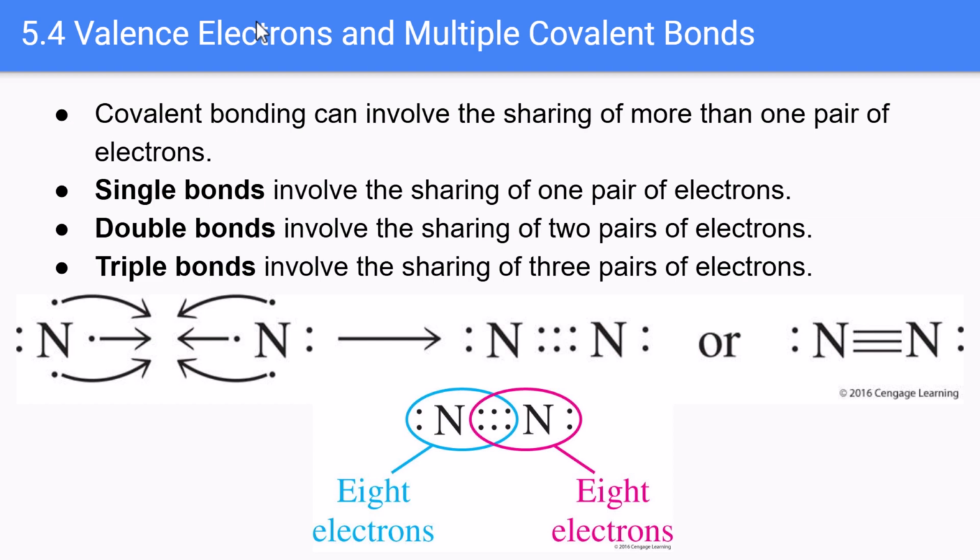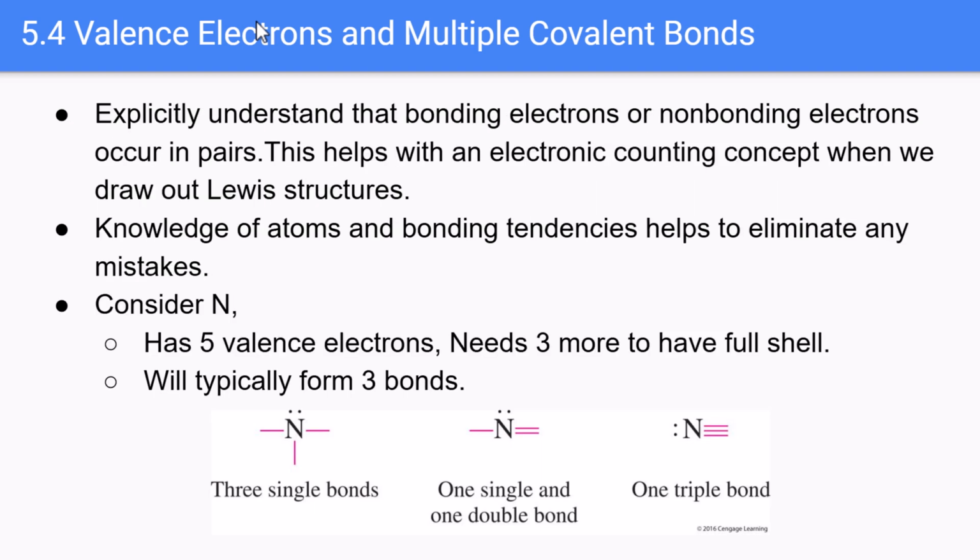Determining whether it shares 1, 2, or 3 pairs is dependent upon a couple of different factors. It depends on what atoms you're looking at. It depends on how many electrons need to be shared in order to satisfy the octet rule. So there's quite a few things that we need to consider before we try to determine how many electrons are being shared. We'll talk about that process in a moment. And explicitly understanding that bonding electrons and non-bonding electrons occur in pairs is quite important.